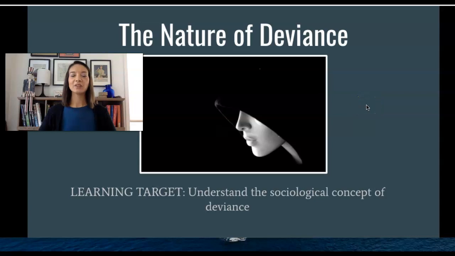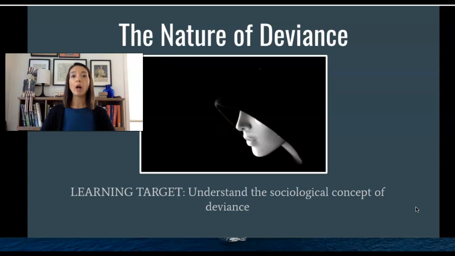This is part 2 of our lesson titled The Nature of Deviance, and it fits in with our unit called Deviance and Crime. To recap our learning target, it says that you are going to be able to understand the sociological concept of deviance because we are digging a little bit deeper into what exactly defines deviant behavior.